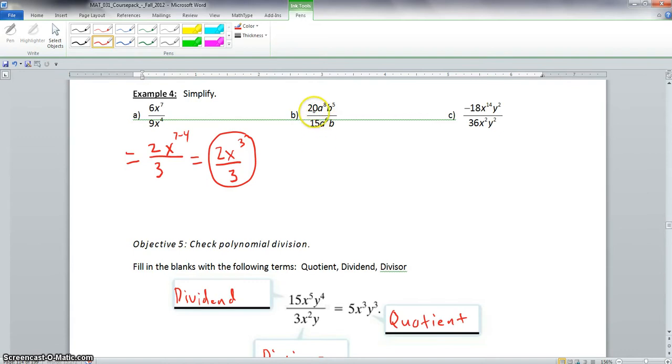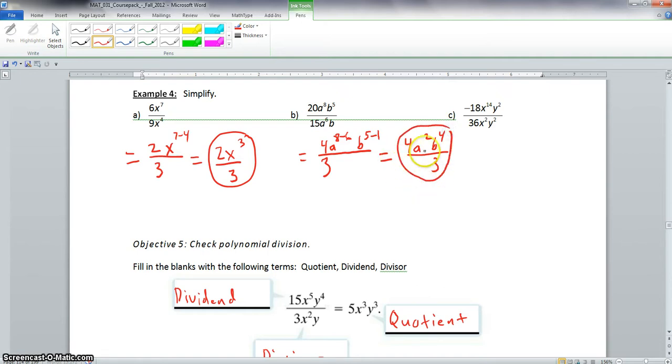Now we go here to B, 20 and 15. Now we know 20 and 15 both have 5 in common. So 20 divided by 5 is 4. 15 divided by 5 is 3. Now we have a to the 8th over a to the 6th. So that would be a to the 8 minus 6. And b to the 5th over b is b to the 5 minus 1. So this will give you 4a squared b to the 4th all over 3.